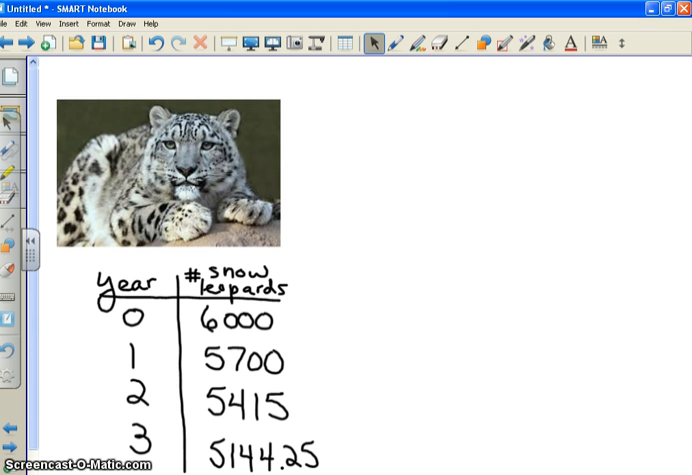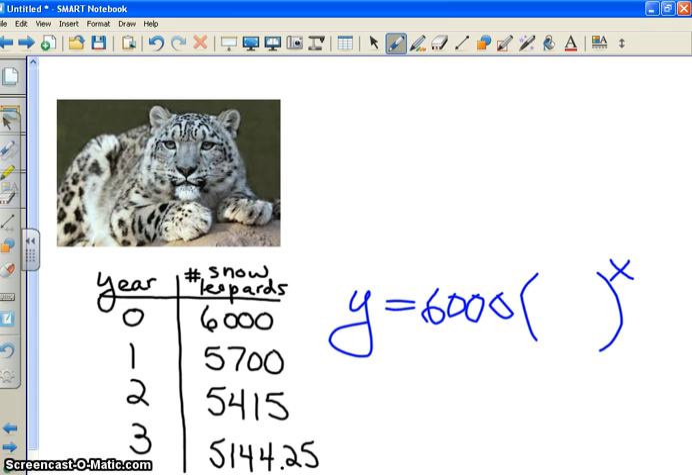Now, I've picked my own endangered species here. We've got a snow leopard. Population has been decreasing exponentially. So, to write the equation that would fit this data in the t-chart, my starting amount is 6,000. My time is going to be my x values, my exponent. And then I need to figure out my base or my rate of decay.